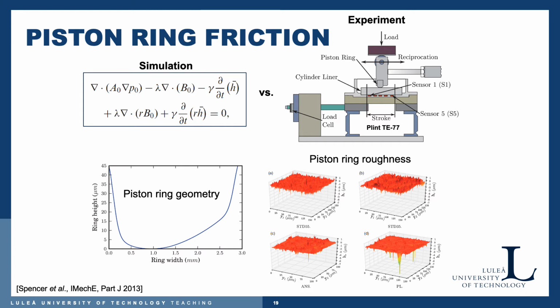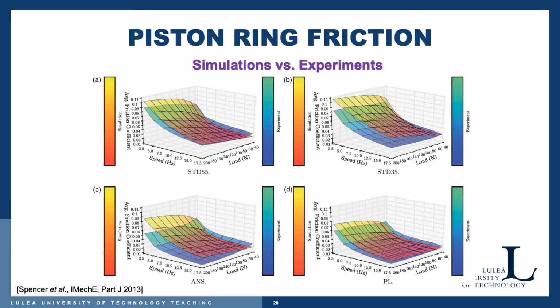He also, of course, solved the model, a representative model for this case, and he did that for different measured roughness. As we can see, we have different piston ring roughness here, and we have one specific piston ring geometry over here. So let's see.